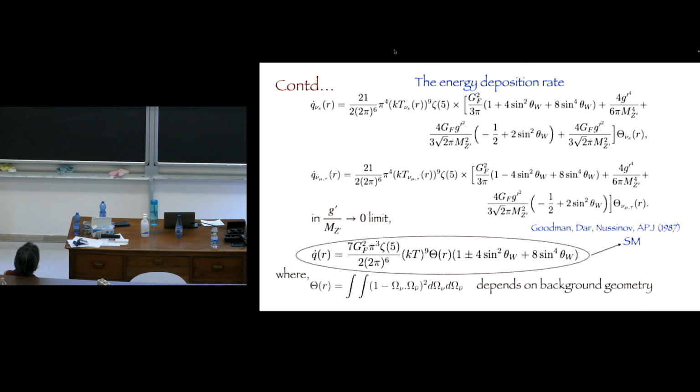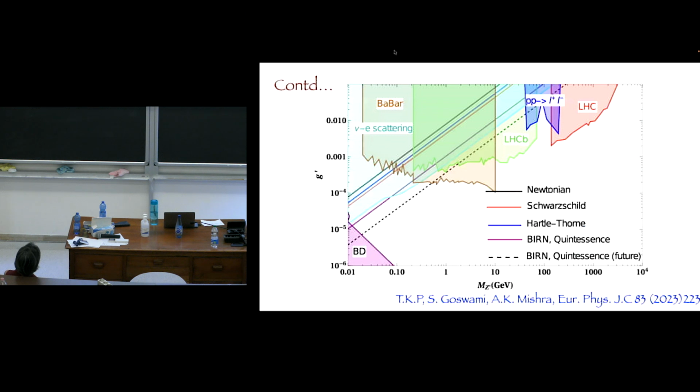Okay, so in the g prime goes to 0 limit, you will get this formula, which was calculated by Goodman, Dar, and Nussinov very early, in 1987. And there is also some factor, theta, which depends on the background geometry. Then we consider different backgrounds, and we obtain a probe on g prime B-L, and this is a typical type of bound that you can get from the GRB observations. Thank you.